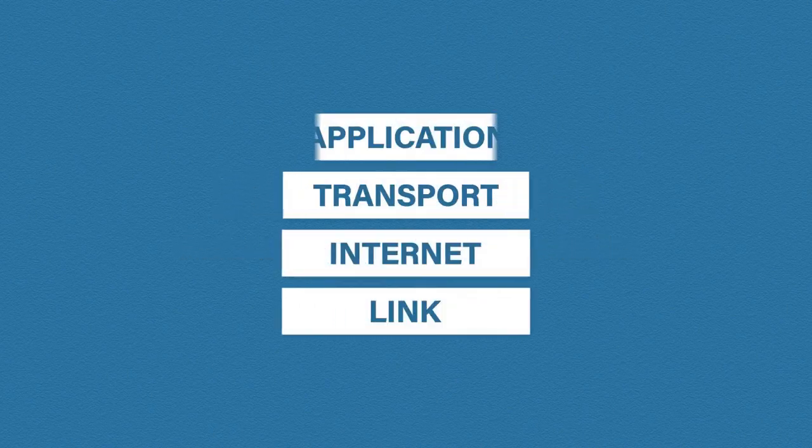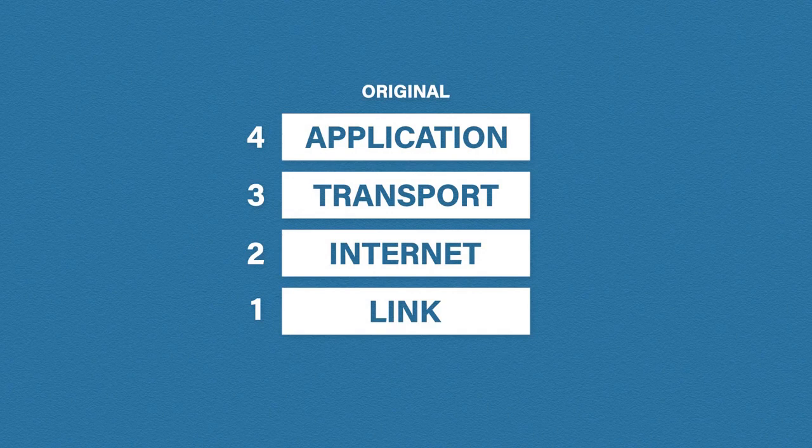Here is the TCP IP model. 4 simple layers: application, transport, internet, and link. And just like the OSI model, it's numbered from the bottom up, but the direction depends on if you're sending or receiving traffic. So this is the original model, but it has been updated.